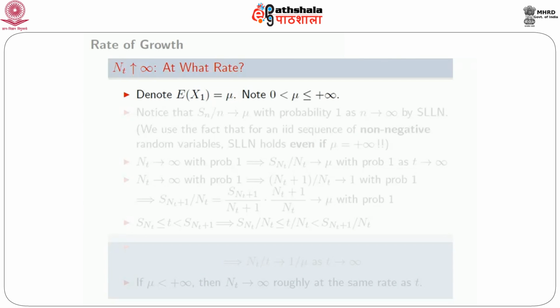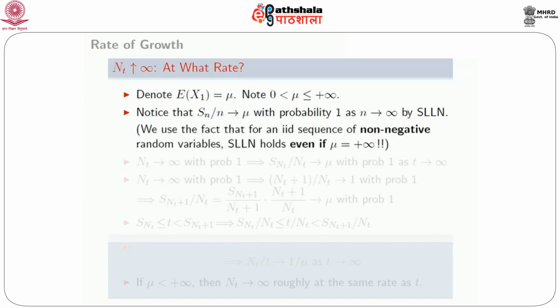Denote the expectation of X1 to be mu. Note that mu has to be strictly positive because X is not degenerate at 0, but mu could be plus infinity. So that's something that you should keep in mind always: even though we are denoting E of X1 to be mu, I'm not assuming that mu is finite or that X1 has finite expectation. Notice that Sn over n goes to mu with probability 1 as n goes to infinity by the strong law of large numbers.